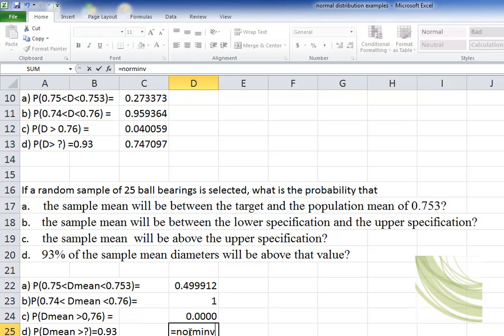NORM.INV, 1 minus 0.93, comma, mean is 0.753, and standard deviation 0.004 divided by SQRT 25. So it's 0.75. You can compare to the previous examples.